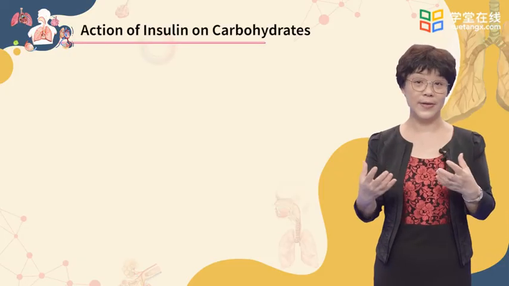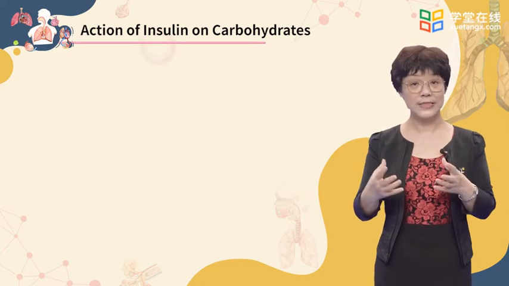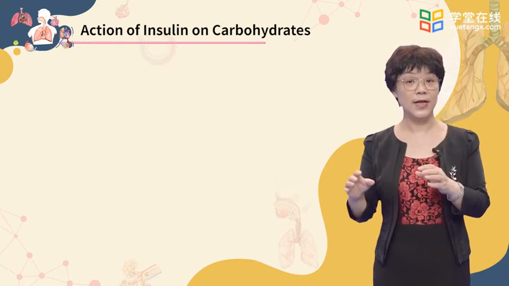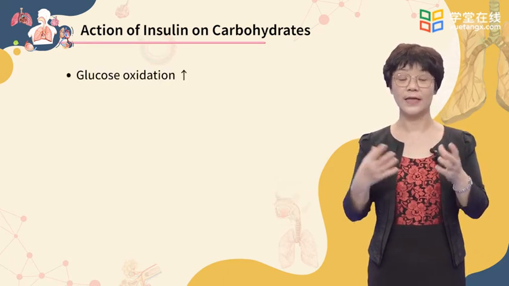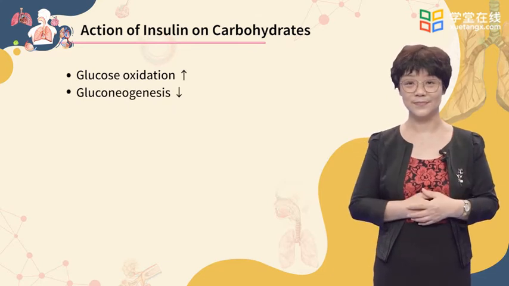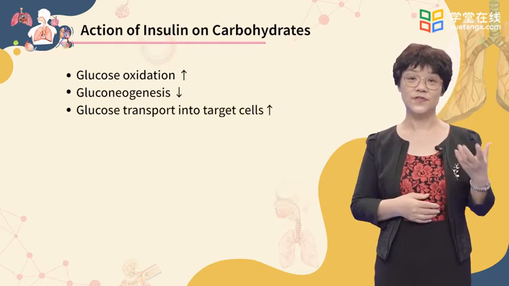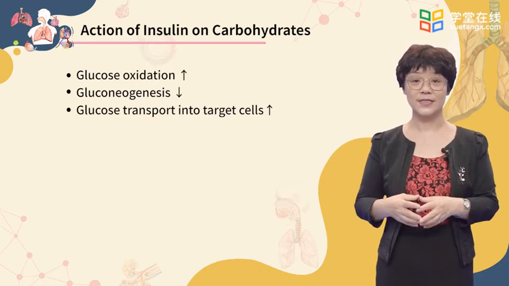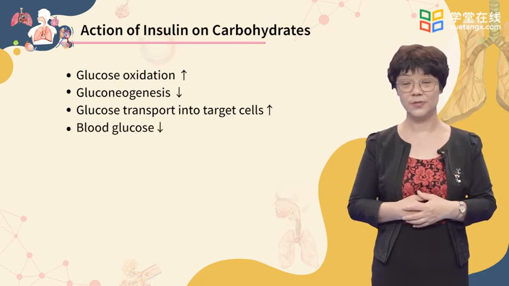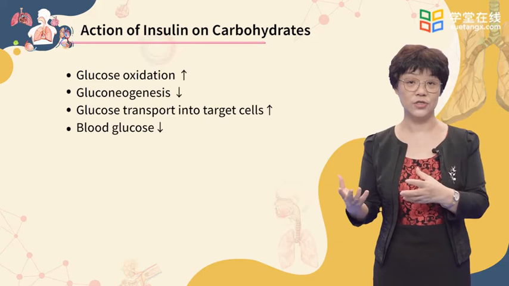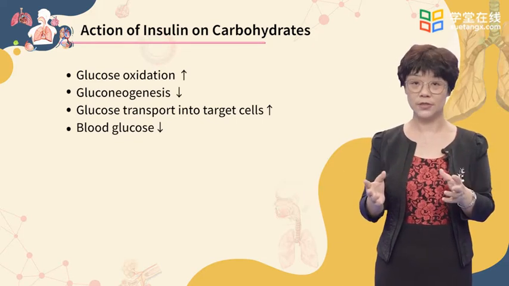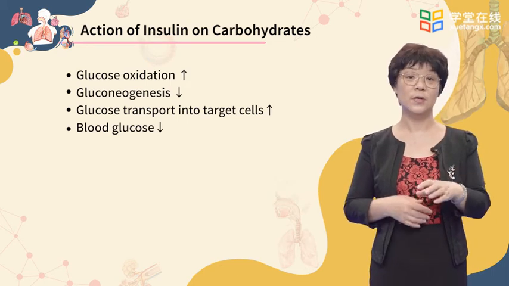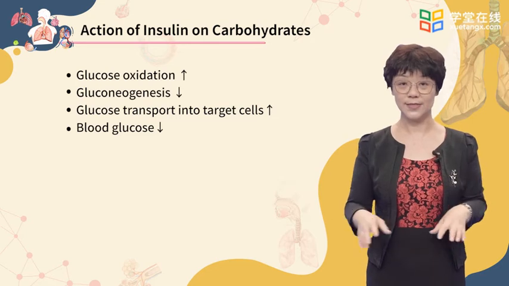The hypoglycemic action of insulin is the result of coordinated responses that simultaneously stimulate glucose oxidation and inhibit gluconeogenesis. First, insulin increases glucose transport into target cells, such as muscle and adipose tissues, by directing the insertion of glucose transporters into the cell membranes. As glucose enters the cells, blood glucose concentration decreases.